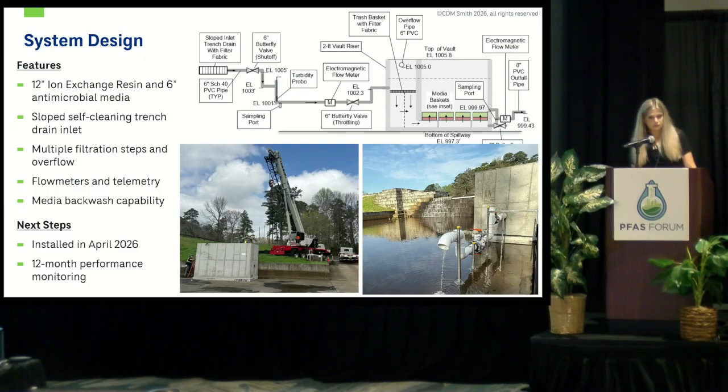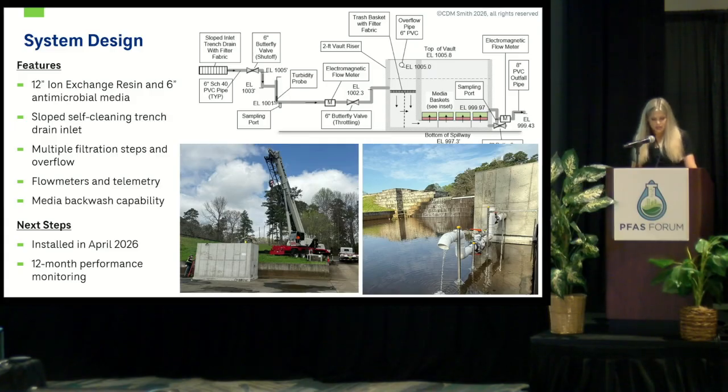Stormwater enters the system through a sloped trench drain equipped with a filter fabric. From there, it passes through a butterfly shutoff valve, an effluent sampling port, an electromagnetic flow meter, and a butterfly flow control valve before entering the precast treatment vault. Inside the vault, water first passes through a trash basket and additional fabric filter, then moves upward through media baskets in a bottom-up flow regime.